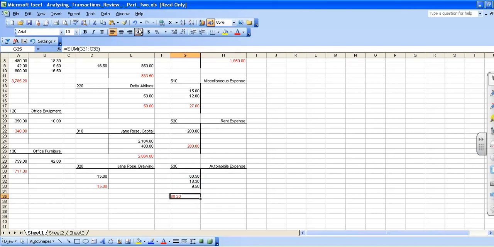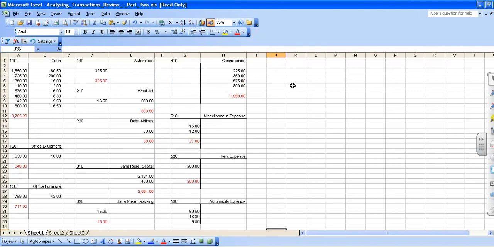Now that we've calculated our balances, we can now determine whether our debit side and our credit side accounts equal. So cash is a debit account, so we're going to put the balance in the debit side. Office equipment, office furniture, and automobile also has a debit balance.